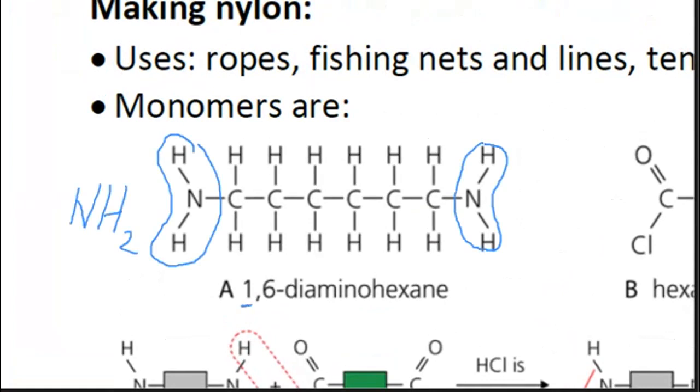So when they say 1,6-diamino, 1 meaning it's on the first carbon, 6 meaning it's on the 6th carbon, di meaning there are 2 of them, amino meaning that I have the amine group on the 1st carbon and on the 6th carbon. Hexane, there are no double bonds and there are 6 carbons present, 1, 2, 3, 4, 5, 6. Hence I have 1,6-diaminohexane. That's the first structure.